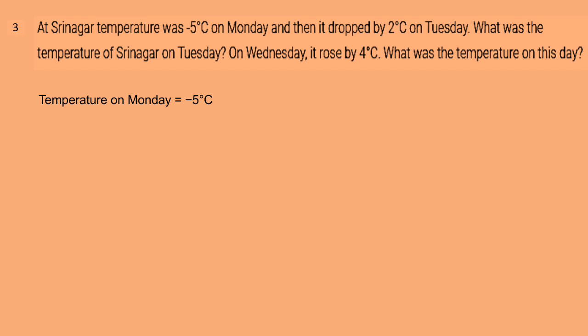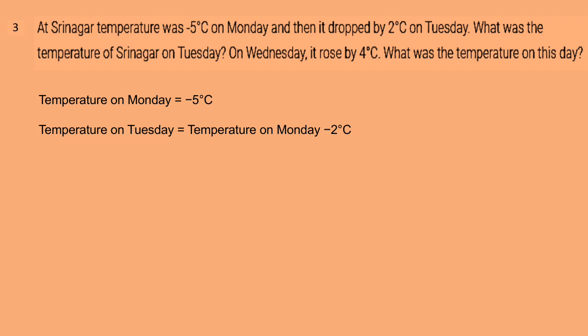So in my first statement they have given that on Tuesday it dropped by 2 degrees Celsius. Dropped means what? 2 degrees reduced. It is reduced by 2 degrees. Whatever temperature was on Monday, on Tuesday it reduced by 2 degrees Celsius. So for that I can write temperature on Tuesday is equal to temperature on Monday, whatever temperature on Monday, minus 2 degrees Celsius.